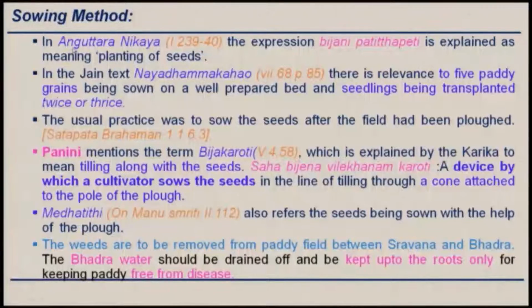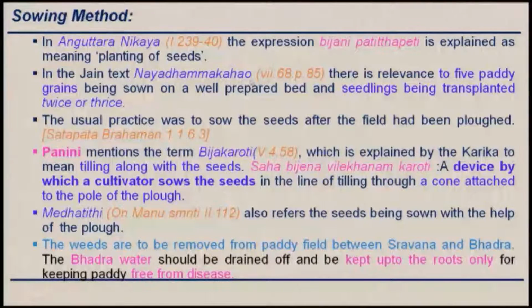So, in Anguttara Nikaya, which is a Buddhist text, the expression of Bijani Patitapeti is explained as the meaning of planting of seeds. So, we have already seen in Vedas, now it is a Buddhist text, and in Jain text Naya Dhamakaho, there is a relevance to 5 paddy grains being sown on the well prepared bed, right. I am not too sure about why 5, maybe some of these together they will be doing, and seedling being transplanted twice or thrice, right. This is transplanted, you will take from one place to other, right.